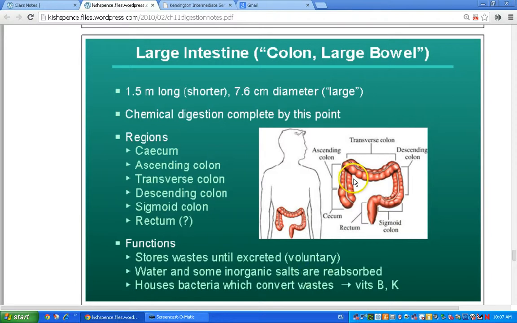It has bacteria that live in here, which can be good for us. Normally they're kept in a proper amount, but sometimes they can take over and then we can be sick. But normally we have some that live there, and they will actually make vitamins for us. They can convert some of our wastes and give us some vitamin B and vitamin K. Okay, so some of the functions: it stores wastes until we excrete them, it absorbs water and some of the inorganic salts, and it has bacteria in it that can convert some of our wastes to give us vitamins.